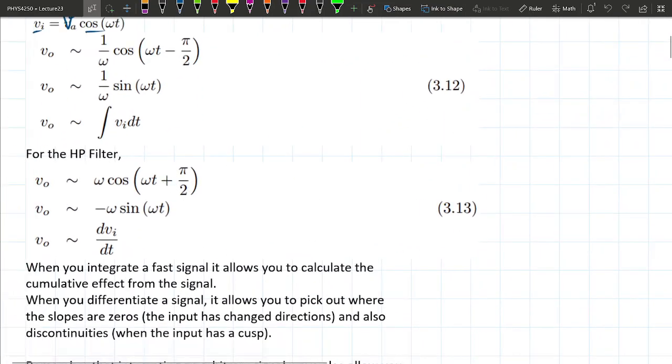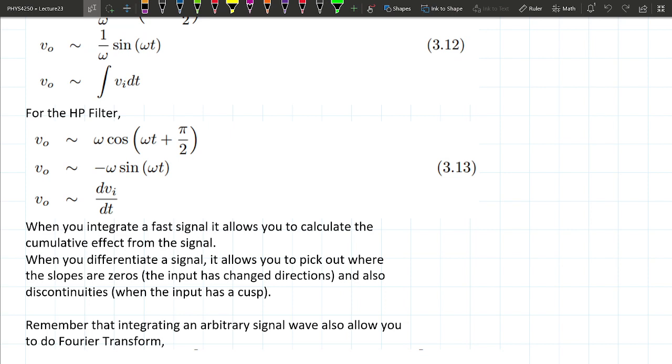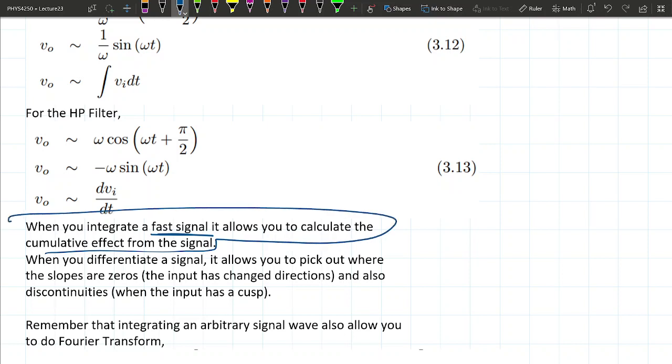The opposite is true for a high pass filter. We don't have to go through all the math. Basically you're just differentiating the function. So a high pass filter is equivalent to a differentiator, and a low pass filter is equivalent to an integrator. When you integrate a fast signal, meaning you have some really fast wave that you can't look at, you want to put a low pass filter on it, and that low pass filter is actually doing integration for you.